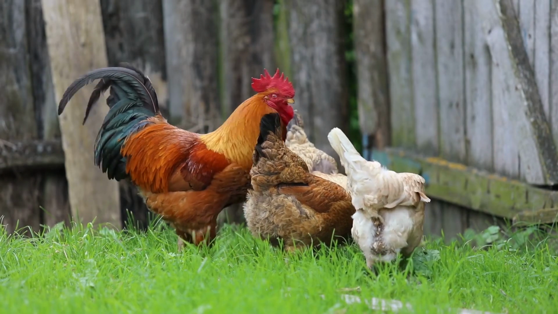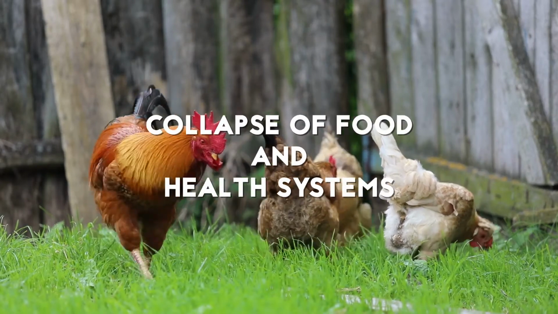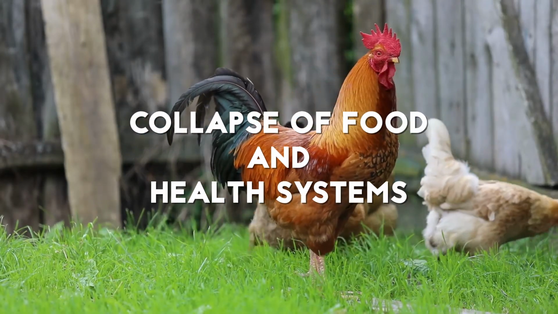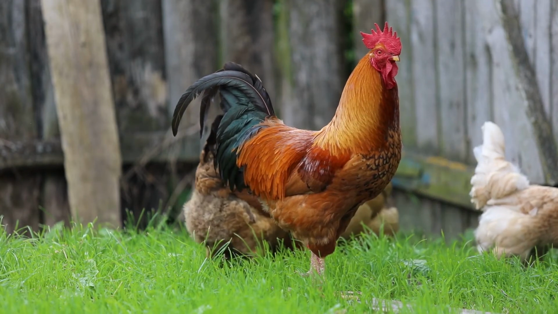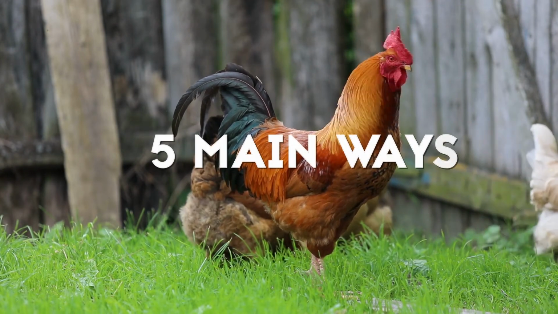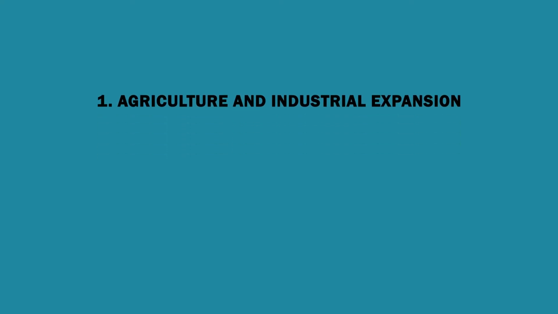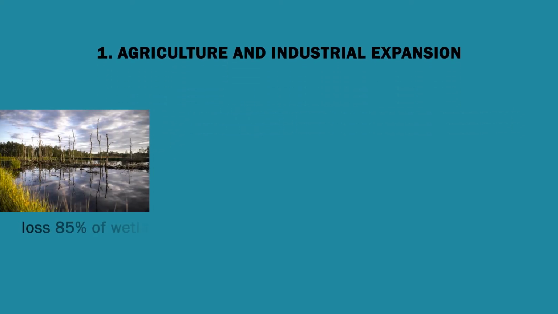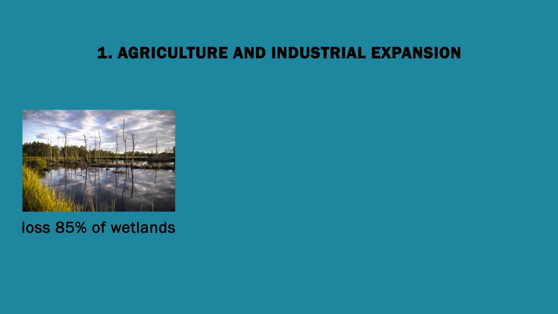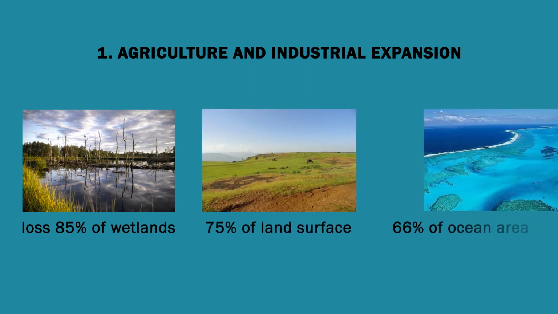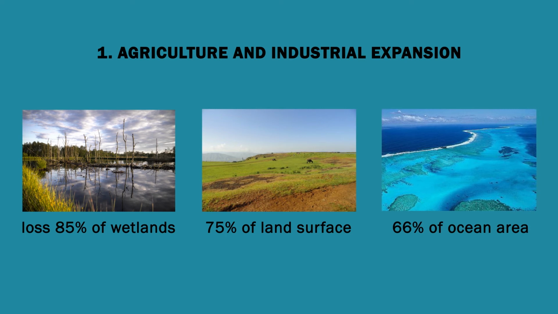Biodiversity loss has critical implications for humanity, from the collapse of food and health systems to disruption of entire supply chains. Human activity endangers biodiversity in at least 5 main ways. First, agricultural and industrial expansion has led to loss of over 85% of wetlands, altered 75% of land surface, and impacted 66% of ocean area.